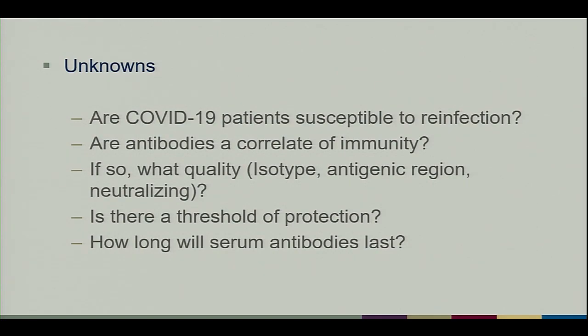What we don't know, and this is just a list of things we don't know yet: are COVID-19 patients susceptible to reinfection? Are antibodies a correlate of immunity? It is likely that they are, but we don't have an absolute correlate of immunity yet. And if so, what is the quality? Is there an isotype that contributes to immunity? What antigen do protective antibodies bind, and what part of the proteins? And are they neutralizing? Is there a threshold of protection? So is there a level of antibody needed to protect you? And if so, how long will serum antibodies last, and how long might they stay above that threshold of protection? Next slide, please.